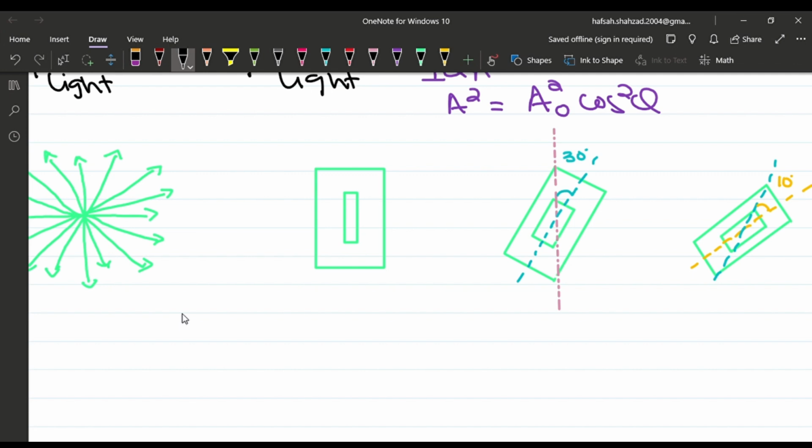It's a question that I have designed, and we'll be looking at how to go about it. So first off, starting with the unpolarized light. This is an unpolarized light, right? Because it's unorientated. And this is a polarizer. This is what a polarizer looks like.